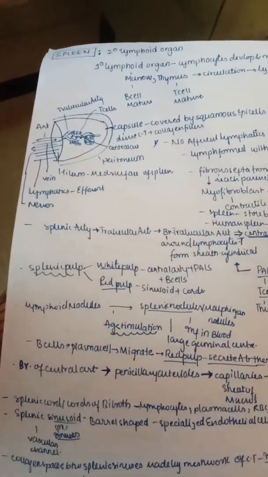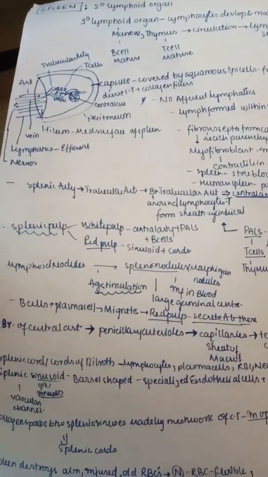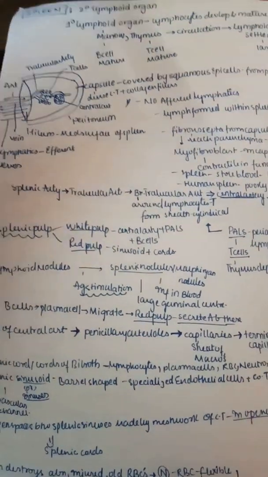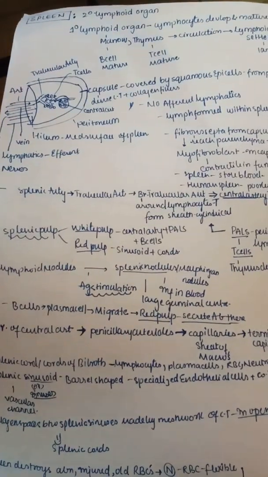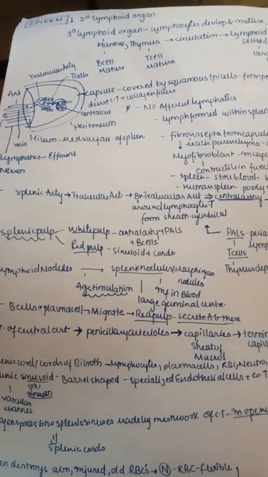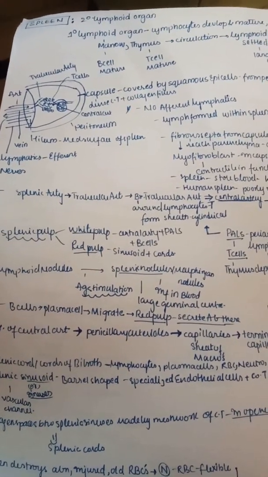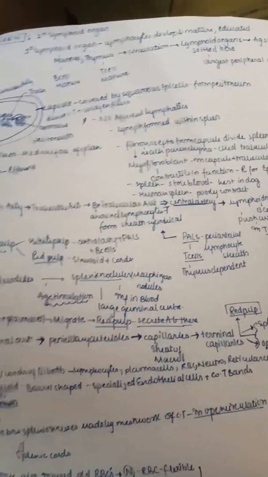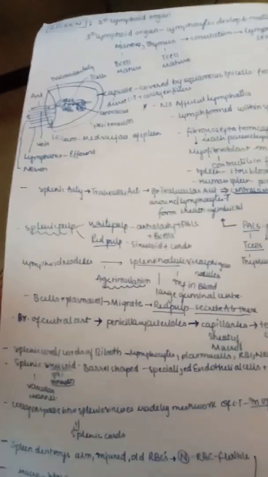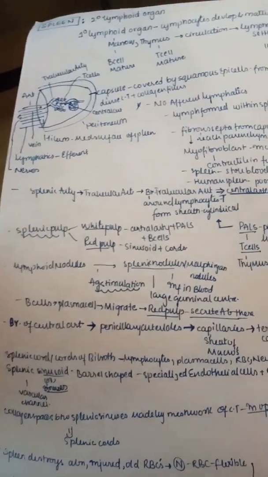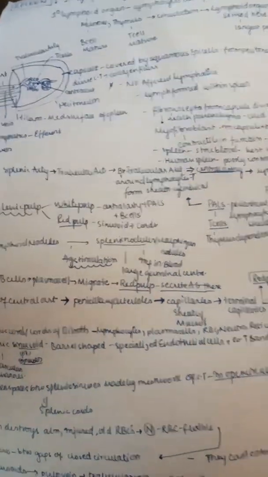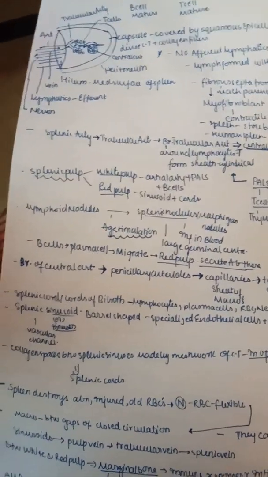Now let us see the splenic pulp. The spleen has pulp, which is divided into white pulp and red pulp. The white pulp has the central artery and the PALS and also B cells. So white pulp consists of the trabecular artery and central artery with both T cells and B cells. PALS has T cells, right? So T cells and B cells. And red pulp is divided into sinusoids and cords. So we have understood about white pulp. Now let us learn about red pulp.